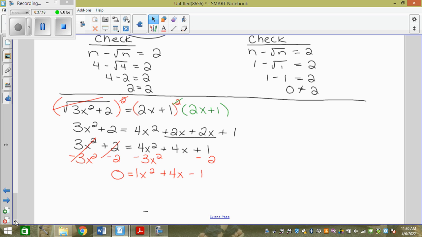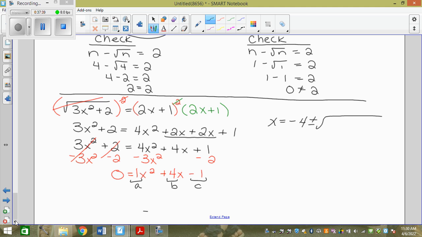Can I factor it? Is there anything that multiplies to give you 1 and adds to give you 4? No. So what are you going to have to do? Quadratic formula. This is my A, this is my B, this is my C. So x equals negative b, negative 4, plus or minus the square root of b squared minus 4 times a times c, all over 2 times a. X equals negative 4, plus or minus, put it in your calculator, 16 plus 4, which is 20.